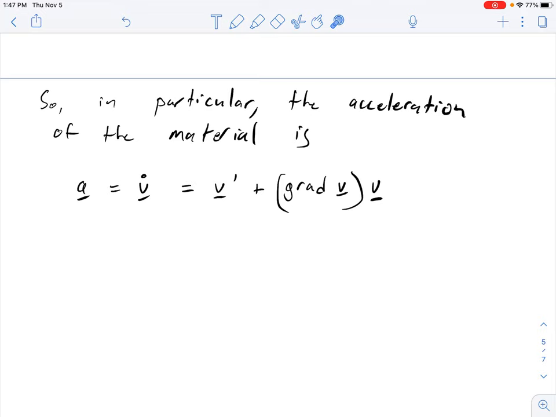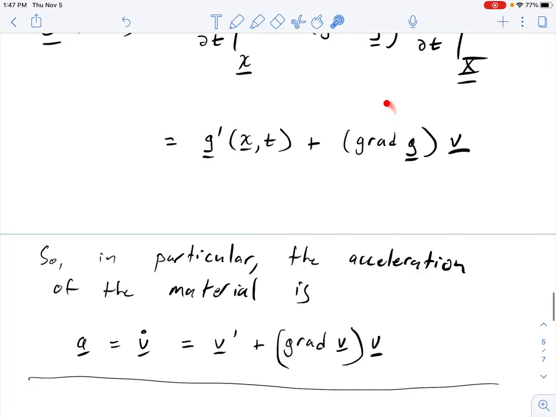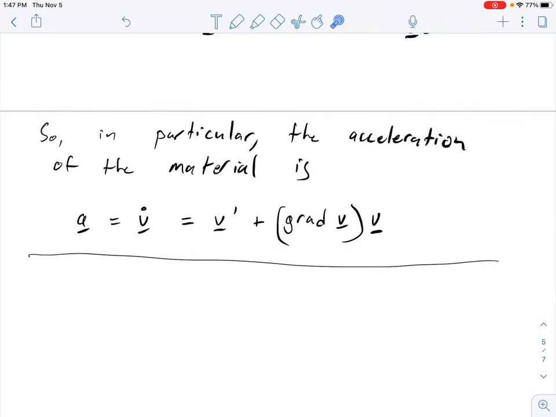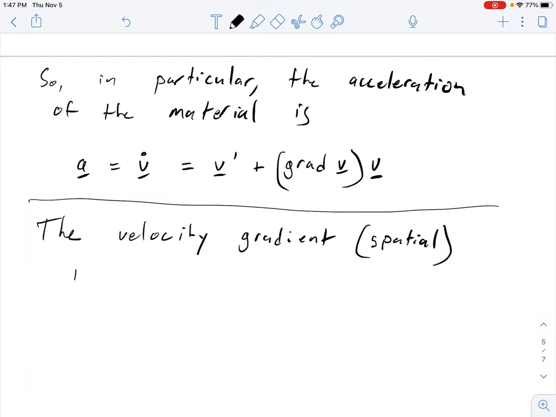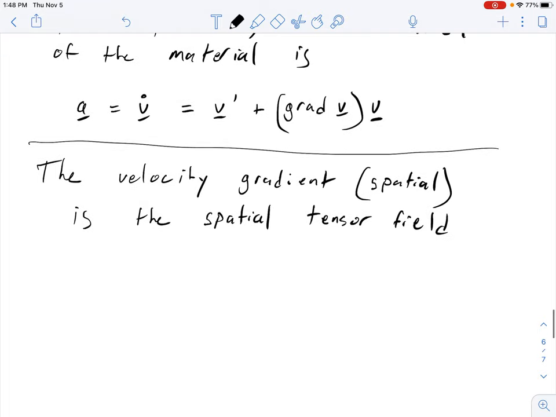But we're going to use the velocity gradient a lot, specifically because of this relationship and this one. So we give it its own special symbol, and it'll be a capital letter L. It's a tensor field. So the velocity gradient is capital L, defined as the spatial gradient of V.